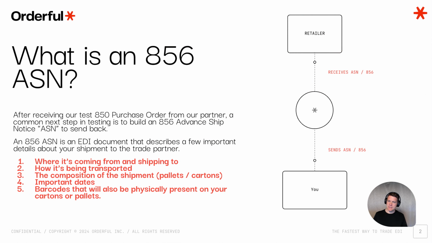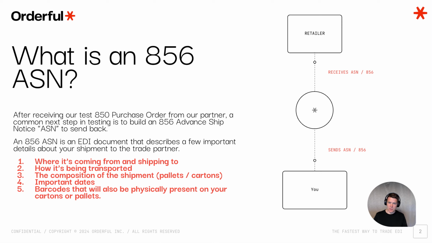What is an 856 ASN? Well, after receiving a test 850 purchase order from your partner that includes all the details about what they're buying from you, a common next step in testing is to build an 856 advance ship notice, ASN, to send back to them. The reason that a retailer might want this is to confirm that you can both receive 850s and send back shipments. An 856 ASN is an EDI document that describes a few important details about your shipment to your trade partner in advance of it arriving at their facility.